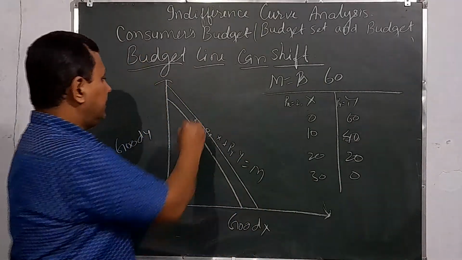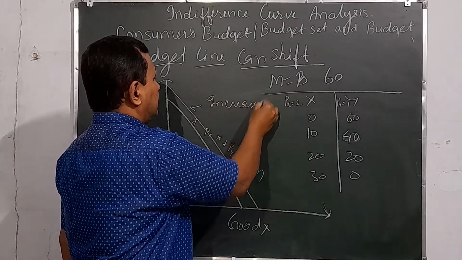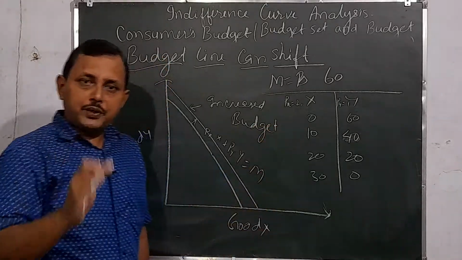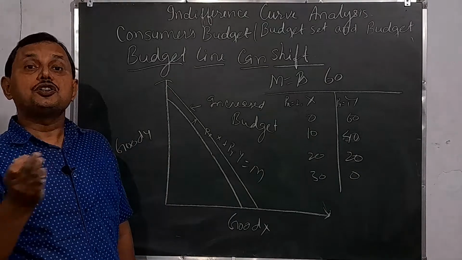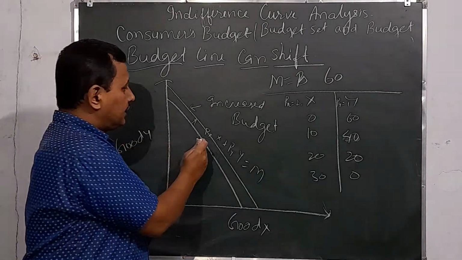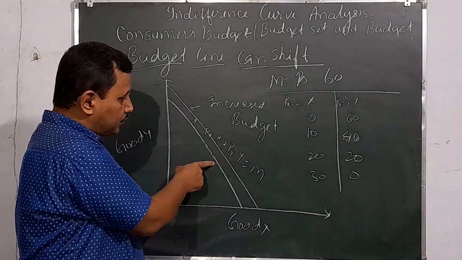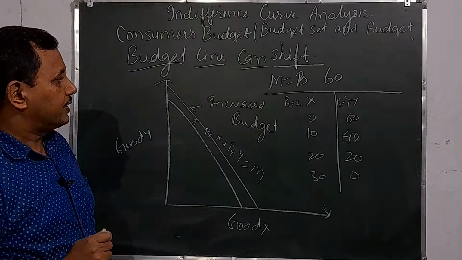When the budget of the consumer is increasing, whereas the prices of the goods are not changing, the budget line will shift forward, and the new budget line will be parallel to the previous budget line, or initial budget line.